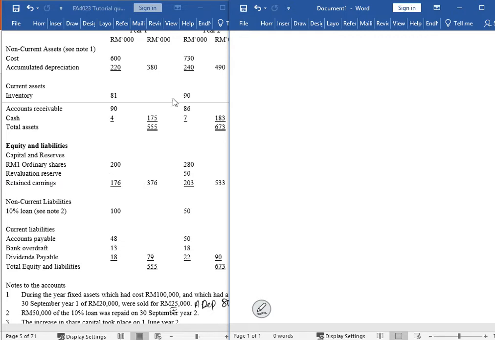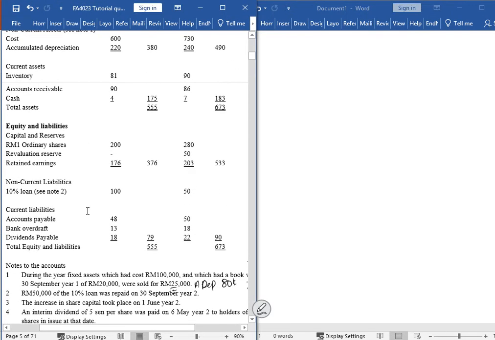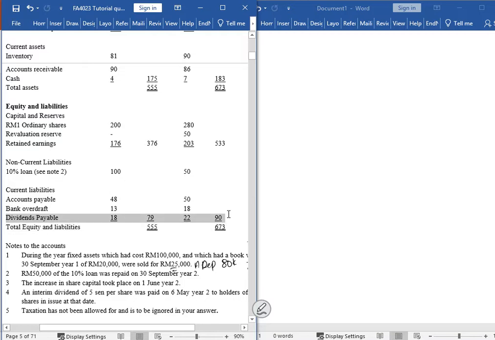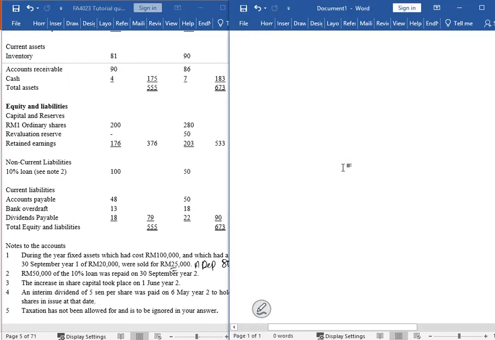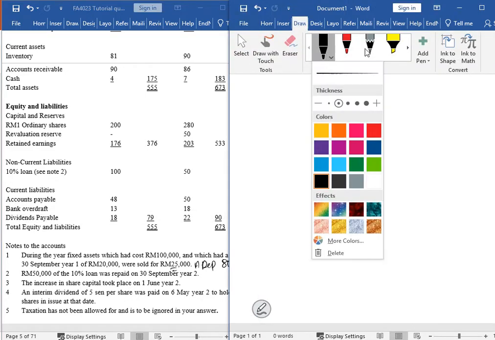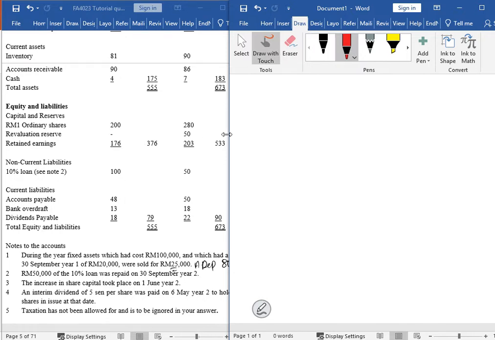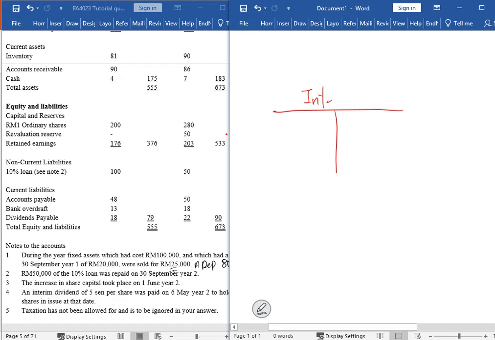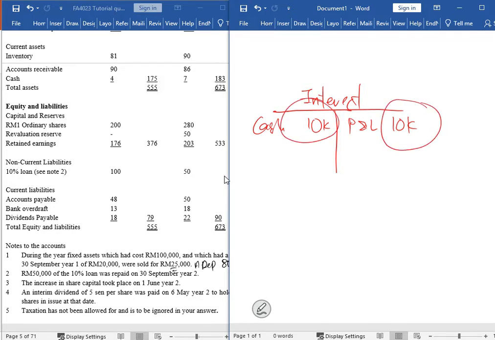Okay, now look at these questions. Do you have any interest payable? No, right? So it means that if you have no interest payable, your interest account will look like this. Cash or bank or whatever is 10,000, and your P&L figure will also be 10,000. Are you guys with me? Because you don't have interest payable, so you don't have BD, you don't have CD. So these two, you'll be using in a different area. Do you remember?